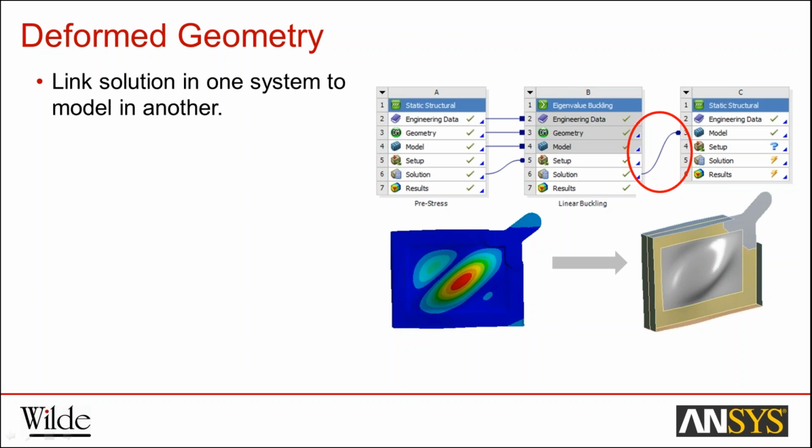So now when we open the static structural, the geometry that we'll see is the deformed shape that's been pulled across from the linear buckling. This is a lot easier than it was before. It's a lot more streamlined and it's a lot quicker to use.